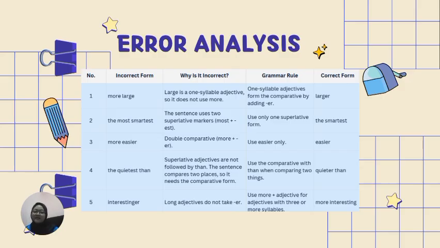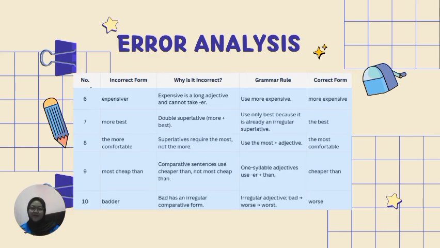The fourth sentence uses "the quietest than." When comparing only two things, we should use quieter than, not the superlative form. The fifth mistake is "interestinger." Because interesting is a long adjective, we should say more interesting, not interestinger. Let's continue with the remaining errors.